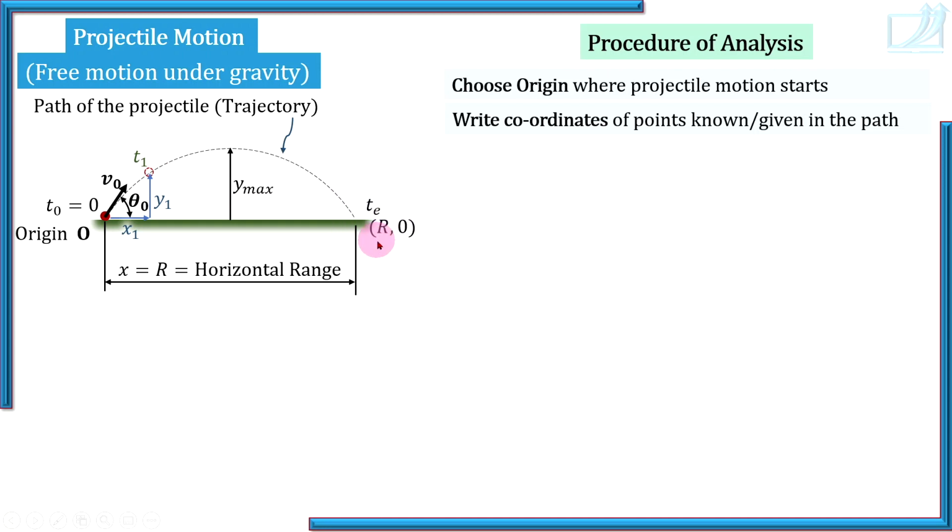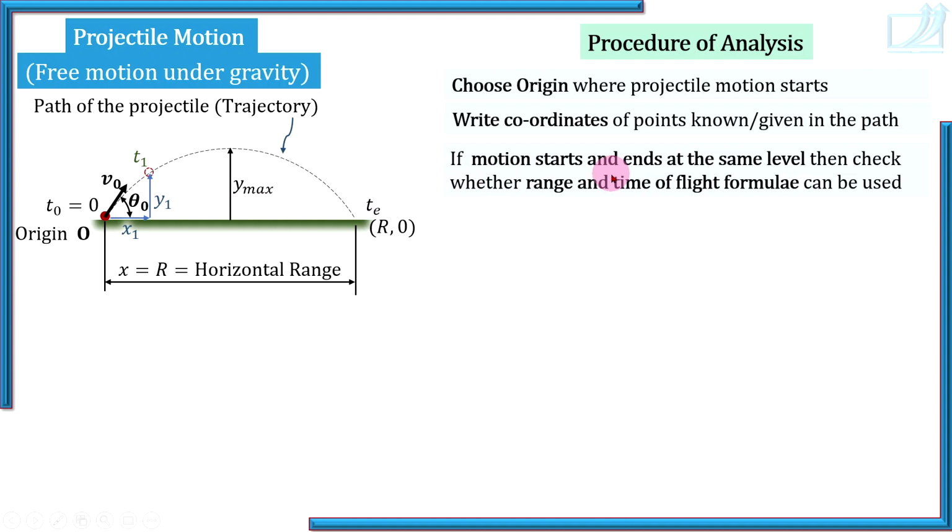Here, check here, this is the point where motion ends, so its coordinates. So origin is here where motion starts, and on the same level, that is horizontal line through origin, that is x axis, on the x axis only motion ends. So y coordinate is 0 and x coordinate is horizontal distance from origin. If it is r, then positive r because it is on the right side. Position means coordinates, that is vector quantity. You will have to consider a positive negative sign for coordinates. So write coordinates of points known or given in the path, that is second step.